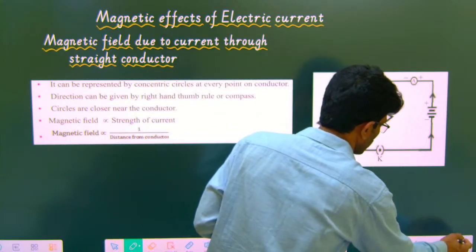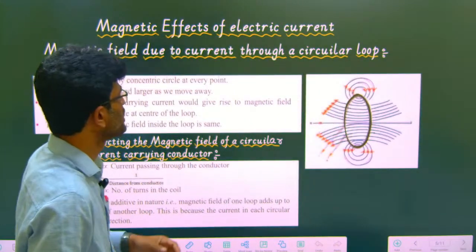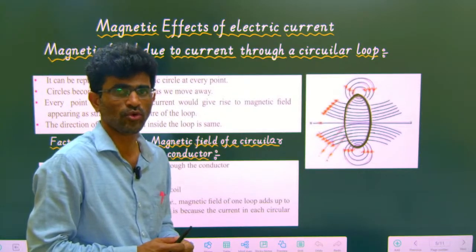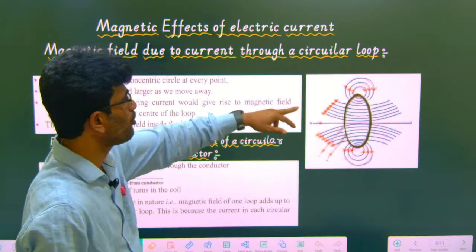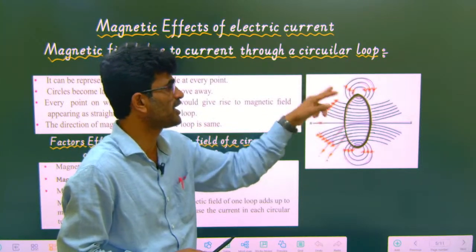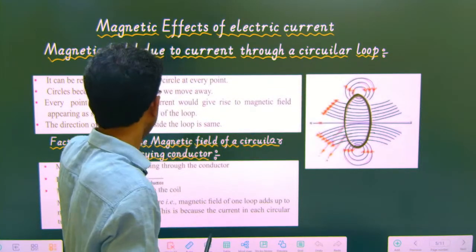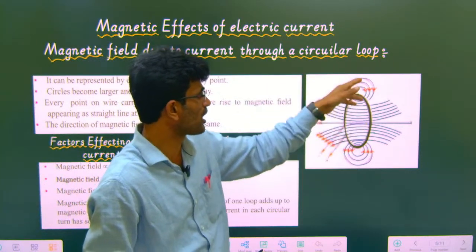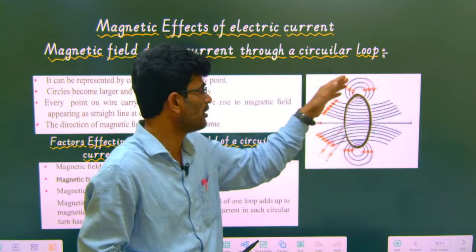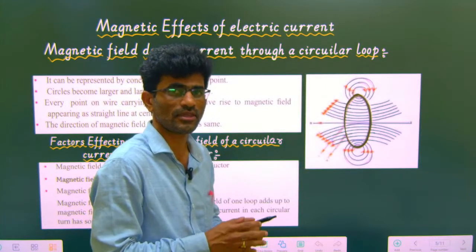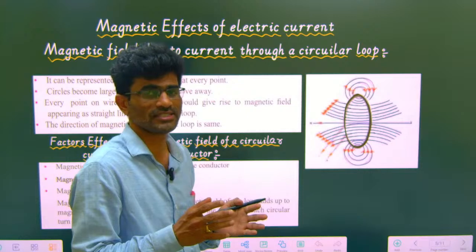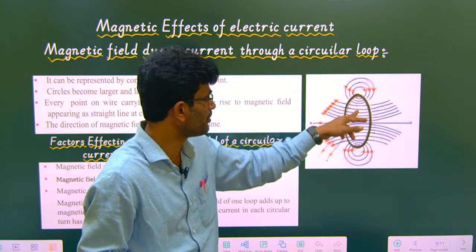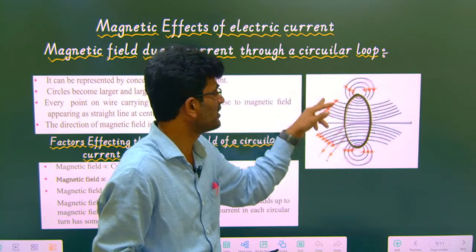Next we have the circular loop. Instead of a straight conductor, if you bend that wire as a loop, then what happens? At every point, the magnetic field lines will be produced in a concentric circles format like before. But here, when you are coming away from the loop, the radius of the circle will be increased point by point. The size of the circle will be increased.